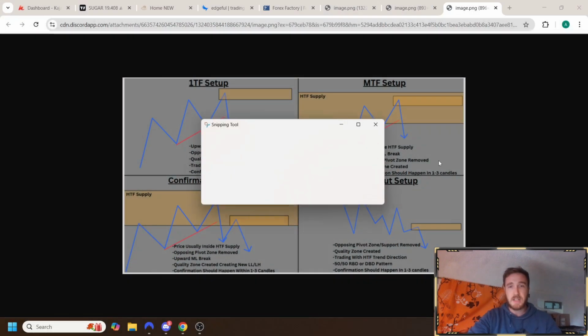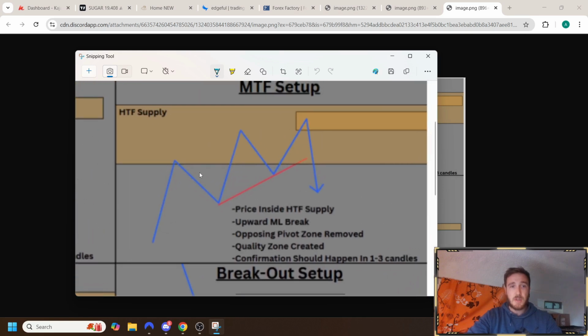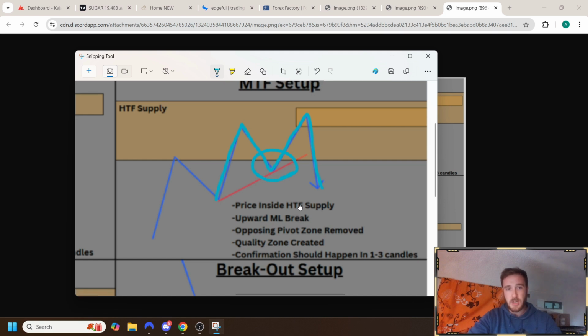These are the 4 trade setups that we trade. And do we have confirmation? So once price comes up into our higher time frame zone, we're going to see this action: higher high and higher low. We need to see price breaking structure and removing opposing pivot point zones. This is our confirmation, right?